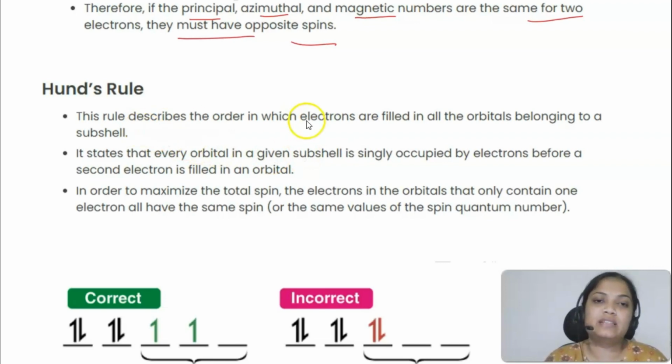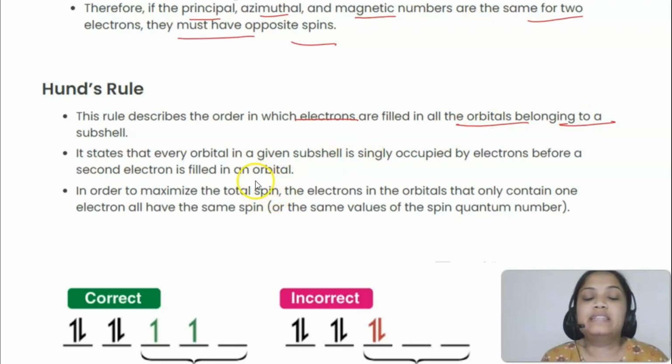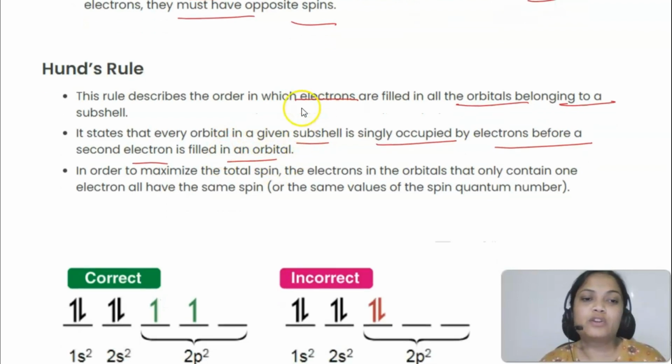So Hund's rule actually tells us the order in which the electrons are filled in a subshell. It states that every orbital in a given subshell is singly occupied before a second electron is filled in an orbital. Means until every orbital has a single electron, the pairing will not start.